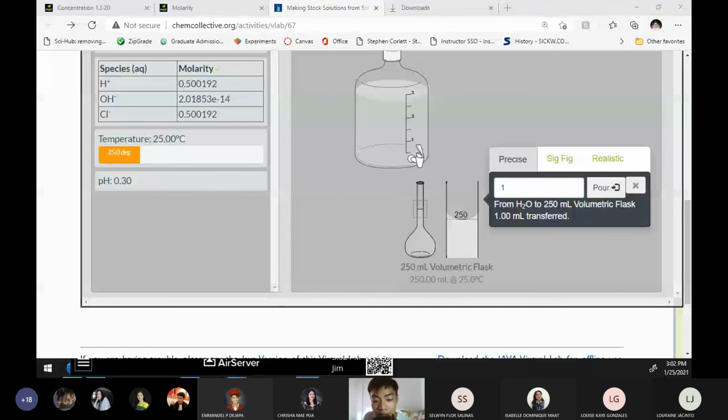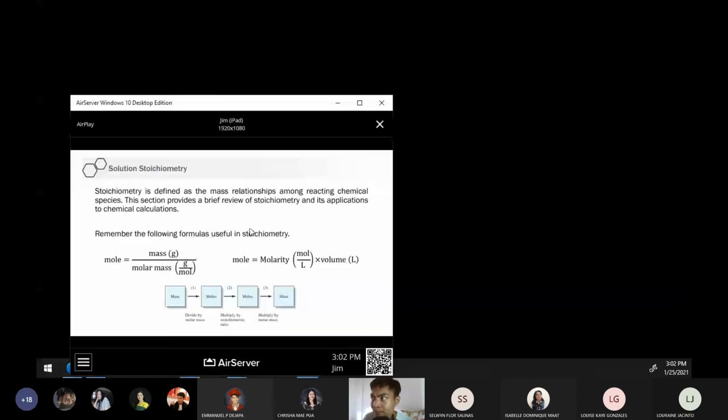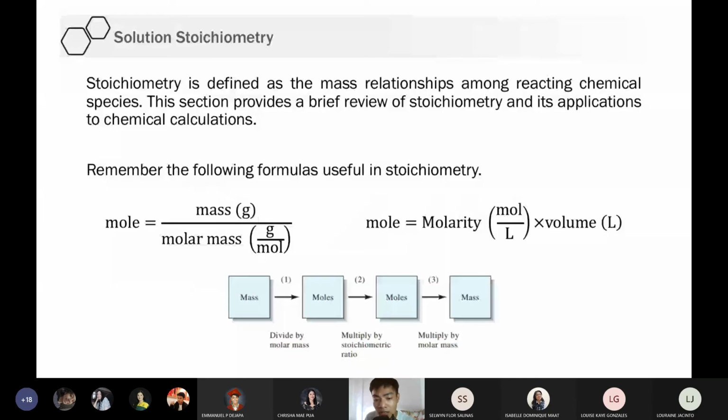And so, that's dilution. Okay? And then the last one, solution stoichiometry. So basically, it's just stoic. Mabilis lang ang daanan natin to, kasi alam ko aaralin nyo rin to after this class. Para sa Thursday, mag-stoic tayo dun. Okay?